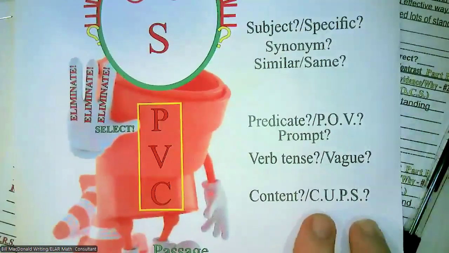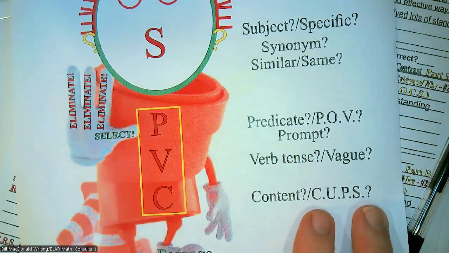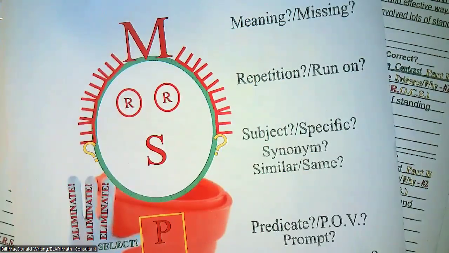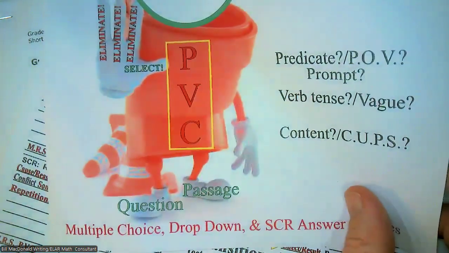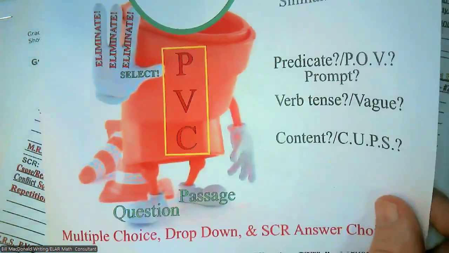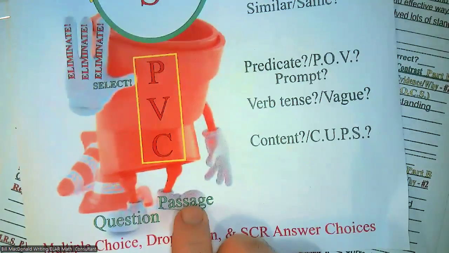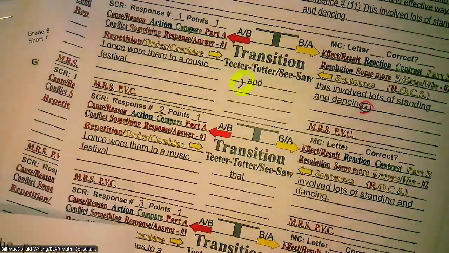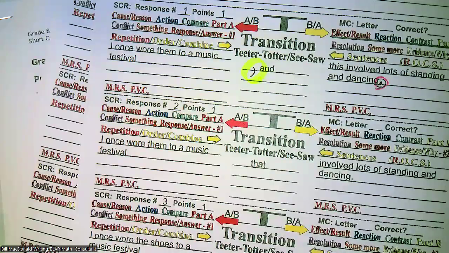So on multiple choice, yes, you won't find CUPS errors, but on short constructed responses, you are going to find them. And again, you can see here on the bottom, it's multiple choice, drop down, and SCR answer choices that you go from the question to the passage and check for some of these things here. Okay, very practical, I feel. Let's check the next one.